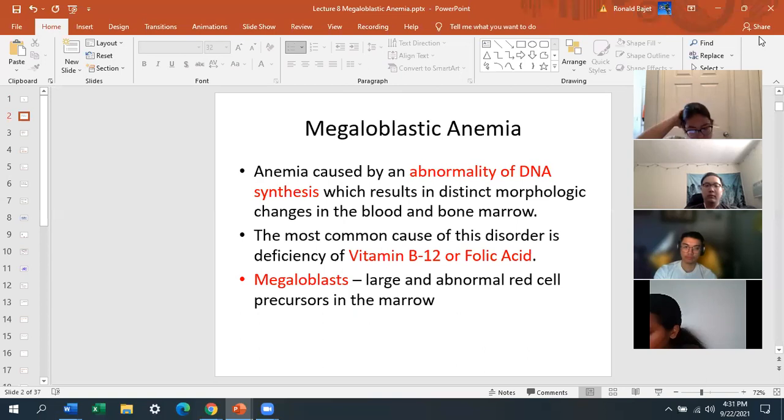In this type of anemia, it's caused by an abnormality of DNA synthesis. It's an interesting problem with DNA, and I'll talk about that later. And the most common cause of megaloblastic anemia is a deficiency in those two vitamins, vitamin B12 and folic acid.